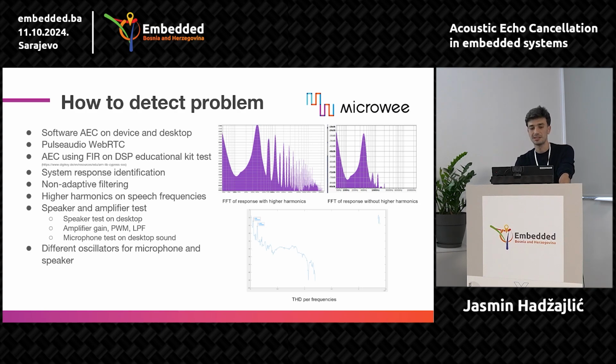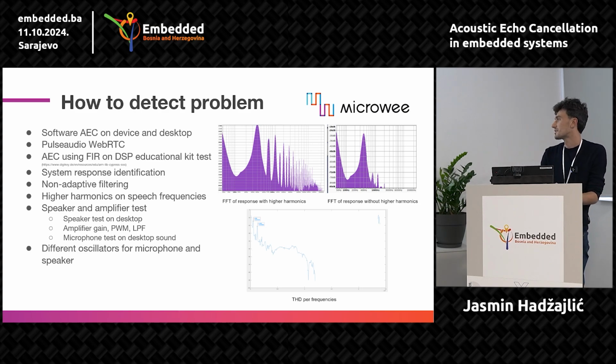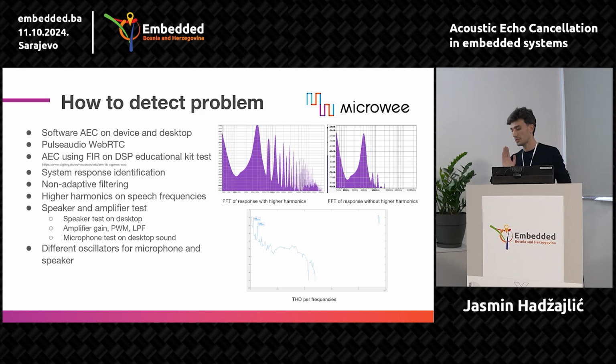So what we did, we recorded system response identification by playing sine wave sound on the speaker and then recording it with the microphone. We did that for a lot of frequencies. On all these graphs, the x-axis shows frequencies, and we played a lot of sine waves, for example, from 50 hertz to 8 kilohertz every 50 hertz step or so, and then we recorded amplitude response and also phase response.